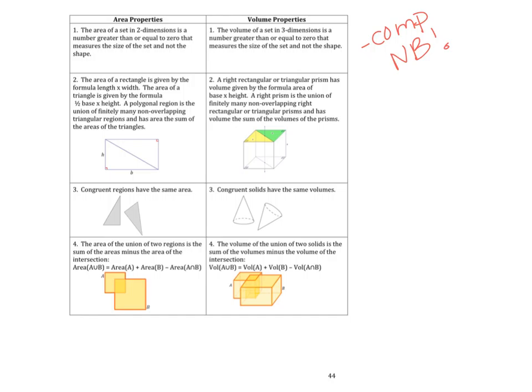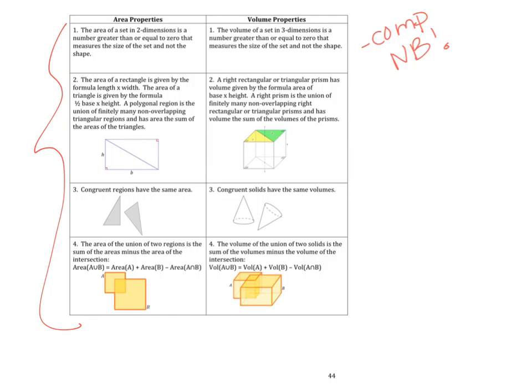Number 3. Congruent regions have the same area. And number 4, the area of the union of 2 regions is the sum of the areas minus the area of the intersection. So we've already taken a look at these. We're just putting it in a concise way so that it's easier to remember.